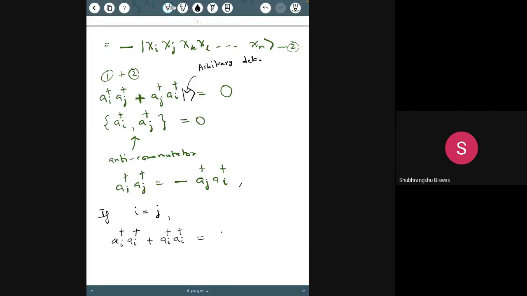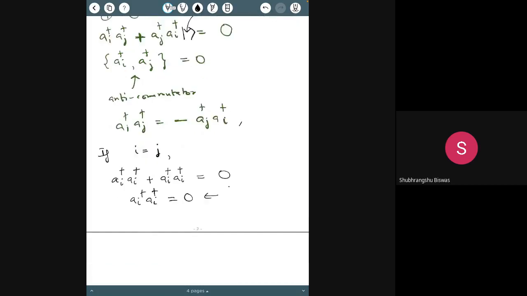This is equal to 0, which means that A_i dagger itself is equal to 0. So what does this mean? That you cannot create 2 electrons in spin orbital i. And what do we know this as? We know this as the Pauli exclusion principle. Right. So you cannot create 2 electrons in the same spin orbital. And that is a part of the algebra of the creation operators.